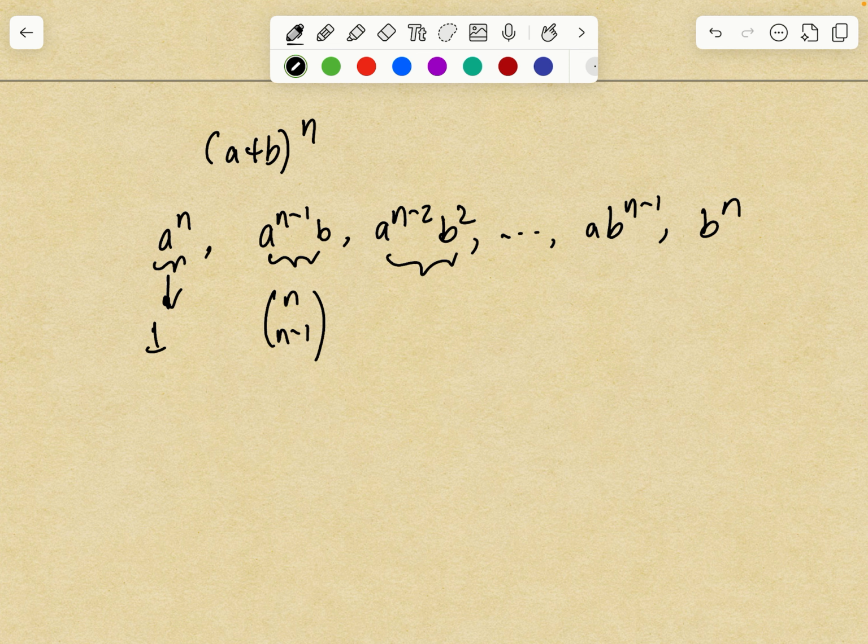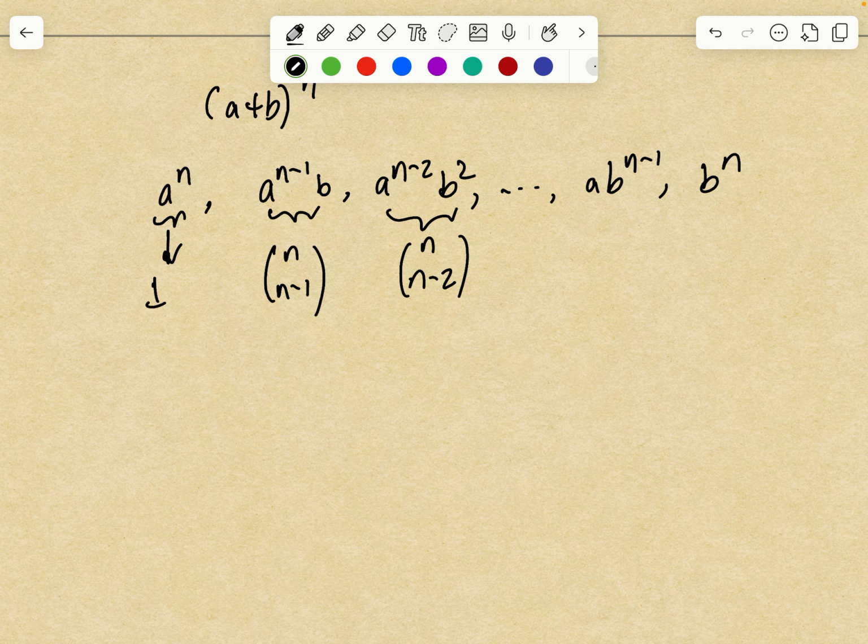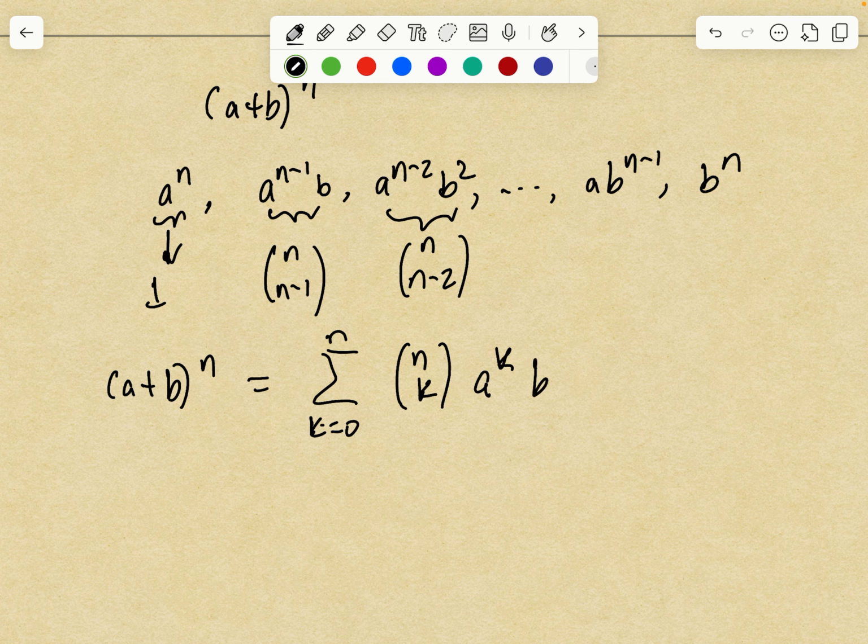And then for A to the n minus 2, B squared, there are n choose n minus 2 ways to pick the n minus 2 A's, right? Because you're picking the n minus 2 factors out of the n, and so on. And so what you're going to get is A plus B to the nth power is going to be the sum from k equals 0 to n of n choose k, A to the k power times B to the n minus k.